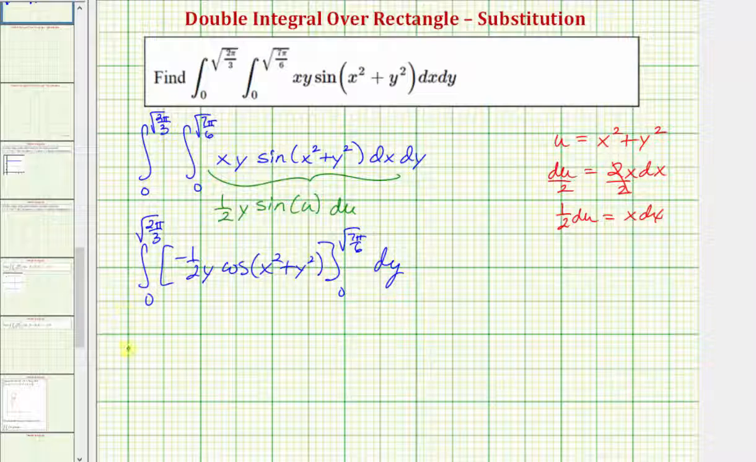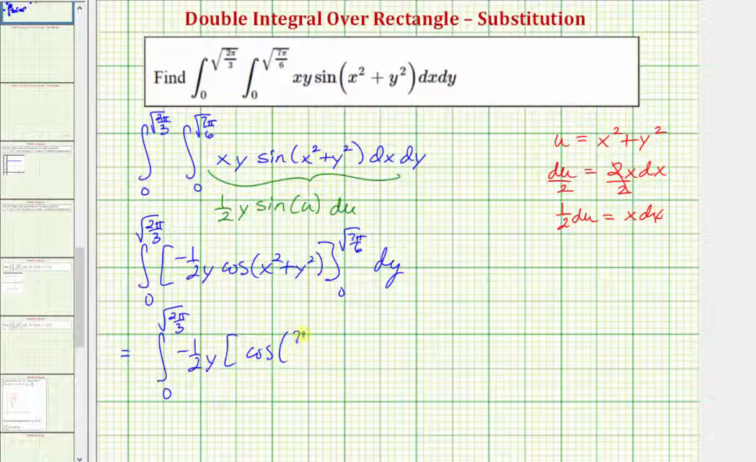And now we need to find big F of b minus big F of a. Let's go ahead and write this as the integral from 0 to the square root of 2 pi divided by 3. We're making a substitution here for x, so let's write this as negative 1/2 y times, when x is equal to the square root of 7 pi divided by 6, we'd have cosine of 7 pi divided by 6 plus y squared, minus, when x is 0, we would just have cosine y squared.